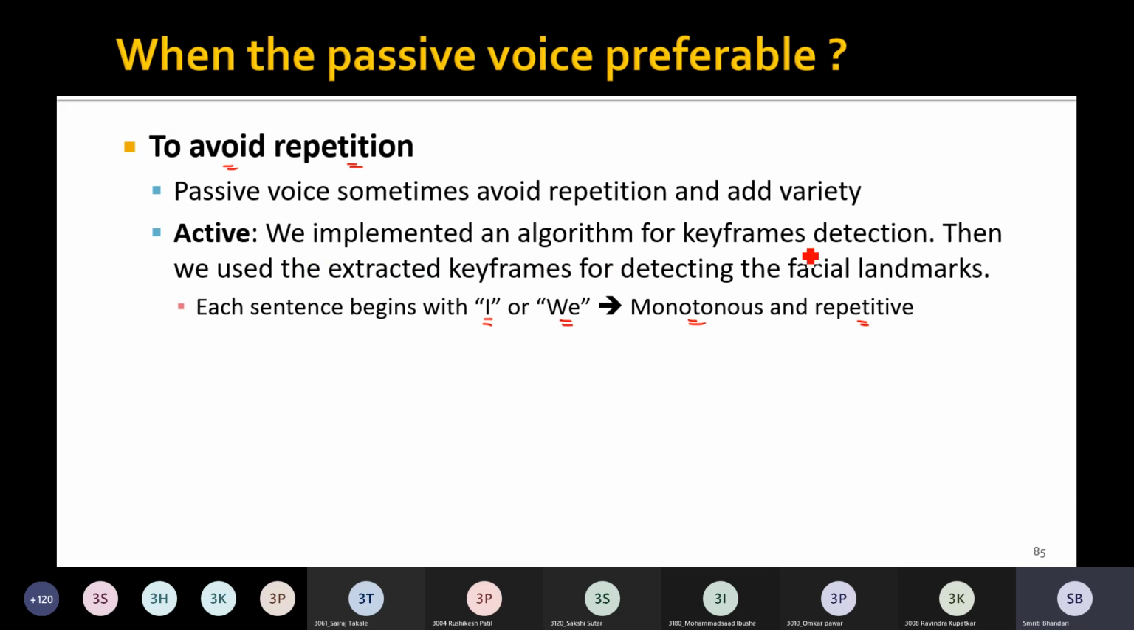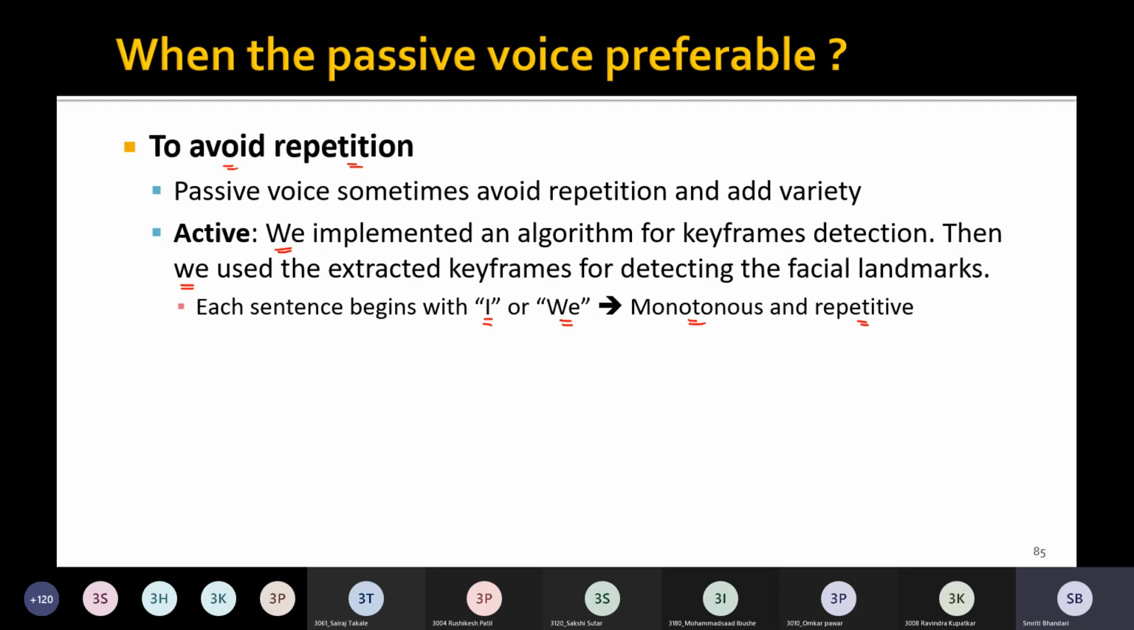Say for example, here we write this statement like: we implemented an algorithm for keyframes detection. Then we use the extracted keyframes for detecting the facial landmarks. So every time we are using "we". Okay, so it is not good for the reader. It seems very repetitive. So construction of such statements is not that good as far as this part of the report is considered.